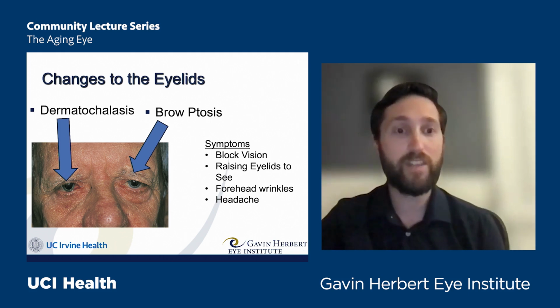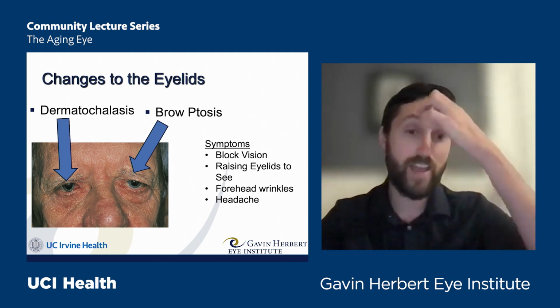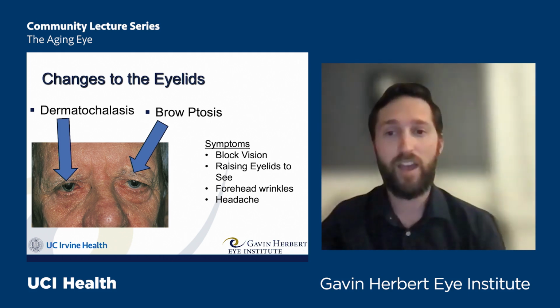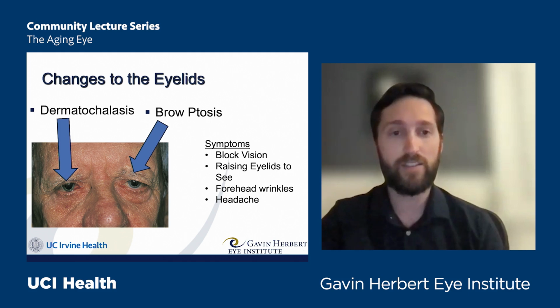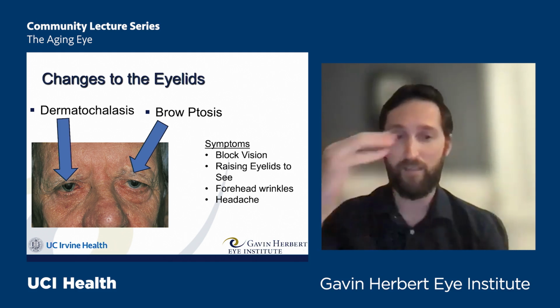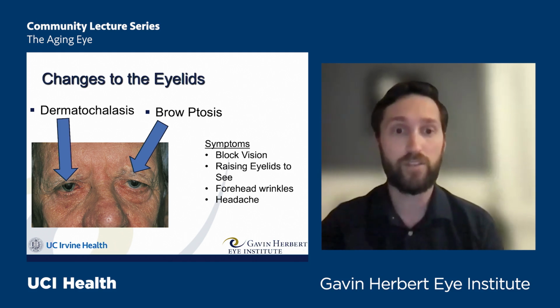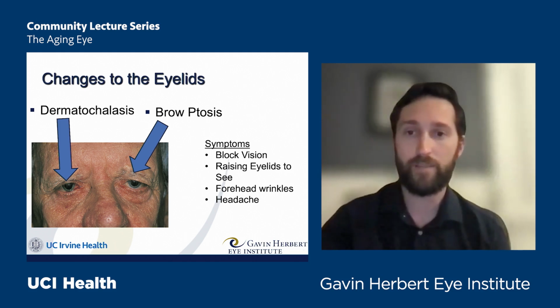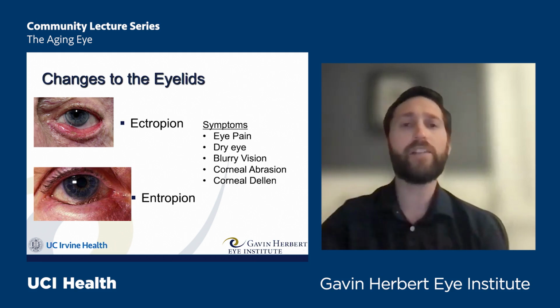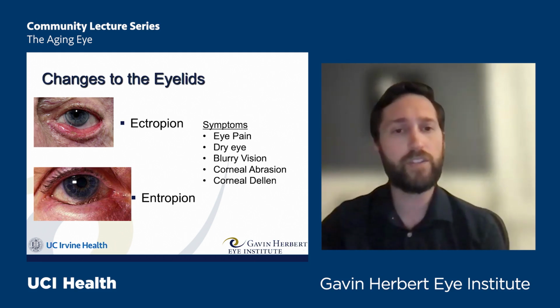Often patients will come in and say they feel like they need to either raise their eyelids mechanically with their fingers, or they feel like they're constantly trying to open their eyebrows. They have a lot of wrinkles on their foreheads, and they even complain of headaches from constantly trying to lift their eyelids. Another eyelid change that you might encounter with age is something called ectropion or entropion.